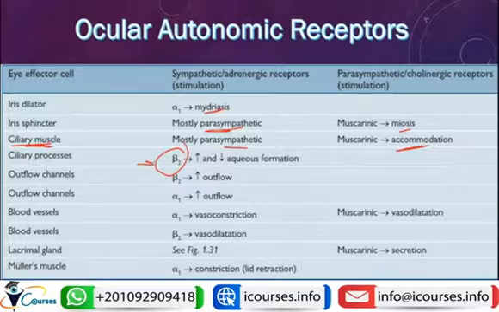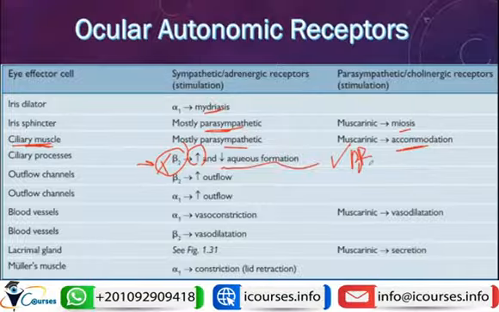The ciliary process has beta 2 receptors. By stimulation, these beta 2 receptors will increase the aqueous formation, and by blockage or inhibition of the beta 2 receptor, this will result in decreased aqueous formation. So beta blockers can be used as antiglaucoma drugs. The beta 2 can also increase the outflow, and alpha 1 can also cause increased outflow of the aqueous. The blood vessels can constrict by the effect of alpha 1 stimulation, and they can dilate by the effect of beta 2 stimulation.